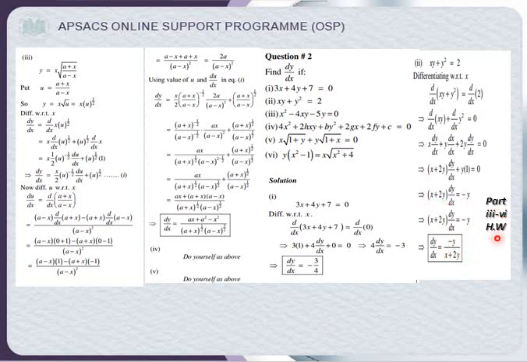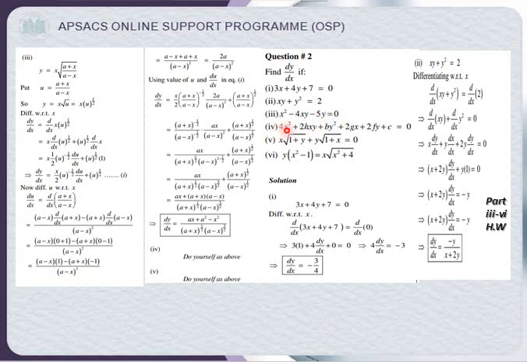So part 3 to part 6 is homework. You can do it by yourself, or I'm just giving some hints for part 3 to part 6. Part 3: derivative of 2x is concerned, minus 4 u into v, minus 5 dy by dx, and then you can separate the dy by dx.